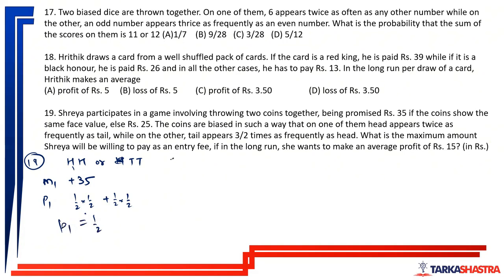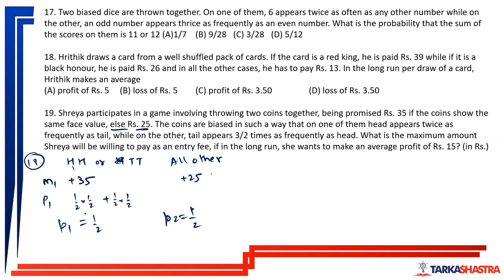In all other cases, she is paid 25 rupees. So the probability of all other cases will be 1 by 2. Yes or no? If HH or TT, the probability is 1 by 2. Other cases, the probability will be 1 by 2. Okay, but now there is something different over here.